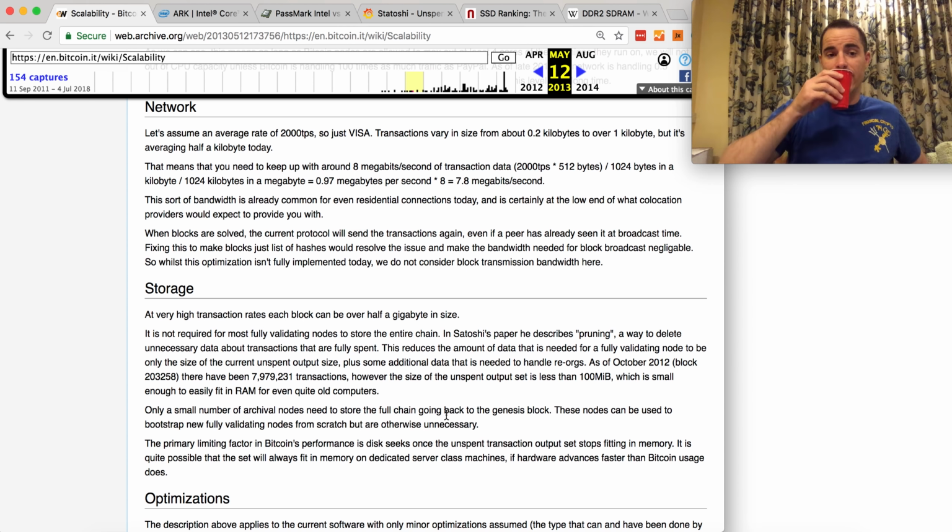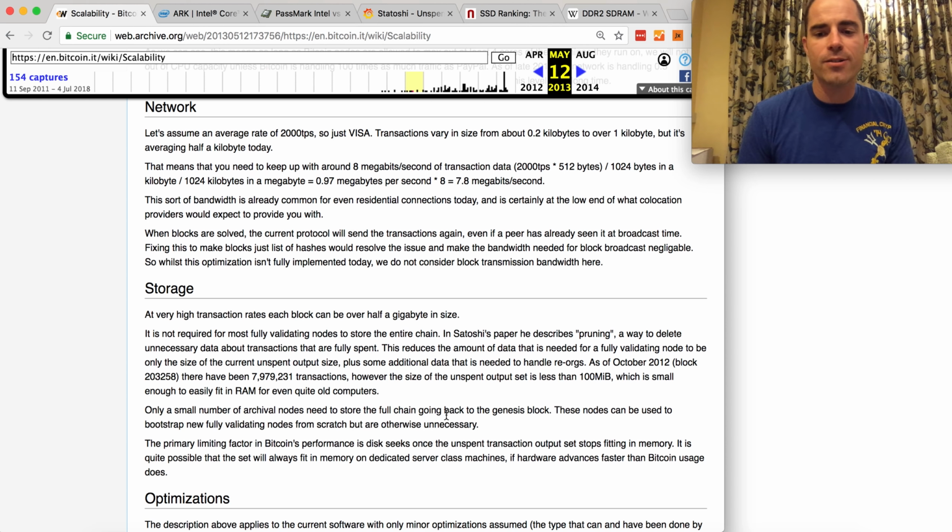It is not required for most fully validating nodes to store the entire chain. In Satoshi's white paper, he describes pruning, a way to delete unnecessary data about transactions that are fully spent. This reduces the amount of data that is needed for a fully validating node to be only the size of the current UTXO set, or unspent output size, plus some additional data that is needed to handle reorgs.